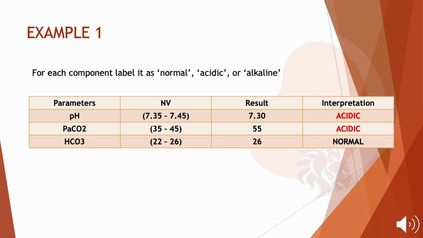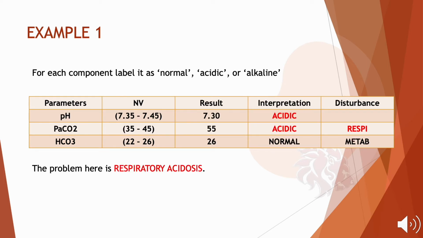Now for the partial pressure of carbon dioxide, we have 55. 55 is beyond the normal value of 35 to 45. And elevation in the partial pressure of carbon dioxide beyond that normal range is said to be acidic. Now for the bicarbonate, we have a value of 26, and the value of 26 falls in the normal range of 22 to 26. Thus, it is tagged as normal. So based on the pH alone, we have acidosis as a problem in this ABG.